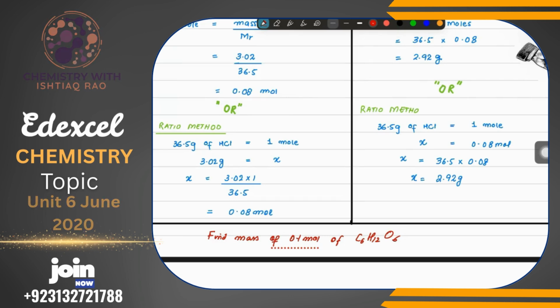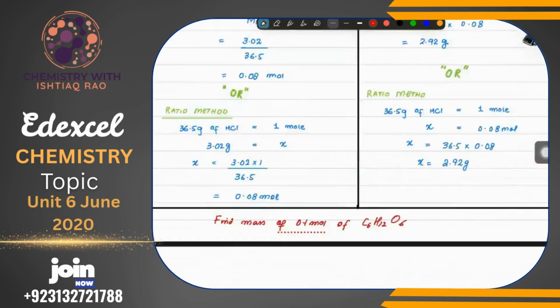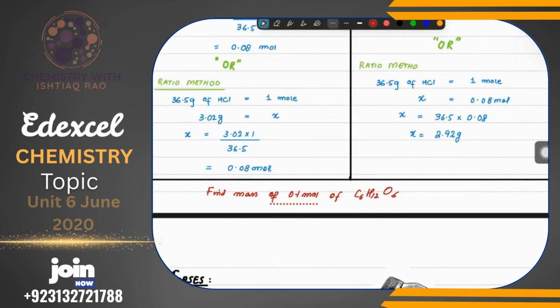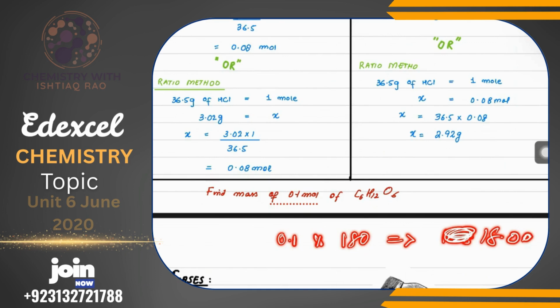First of all, you have to find out the molecular mass of C6H12O6. That is 180. That's the Mr. Then you will be applying the formula, that is mole is equal to mass over Mr. Then you have to find out the mass. Mass is equal to Mr multiplied by moles. I have given you 0.1 mole. You have to multiply this with the Mr, that is 180. So you will be getting 1.8, I think, or 18.0. What's the answer? It's 18.0. Yeah, that's the mass in grams.